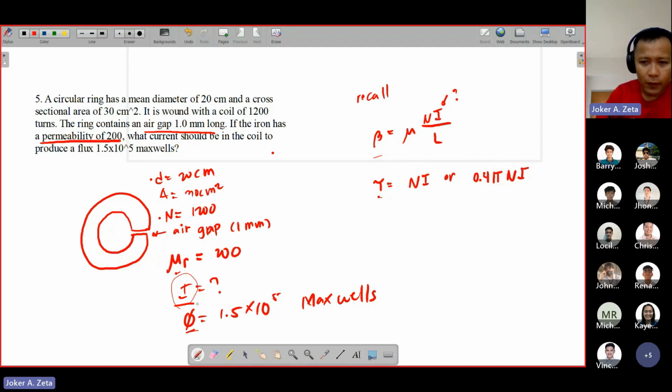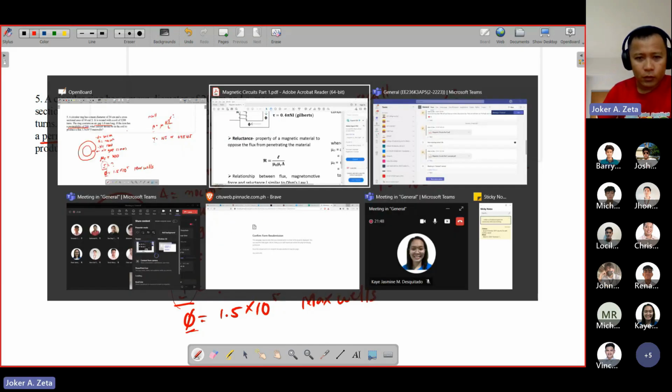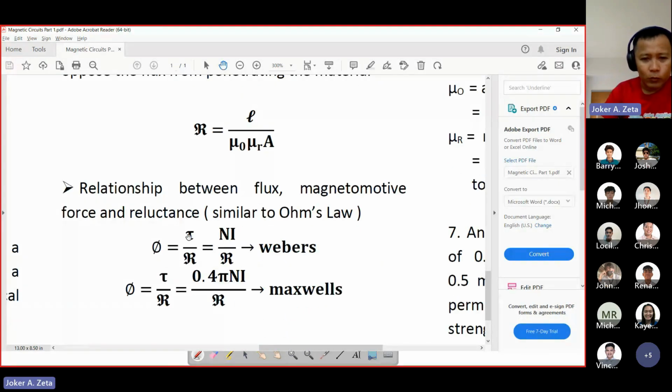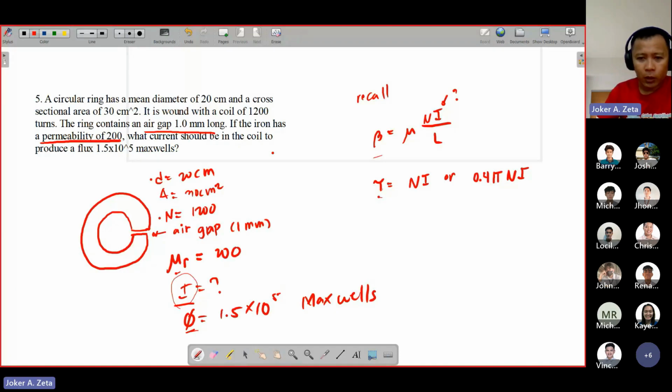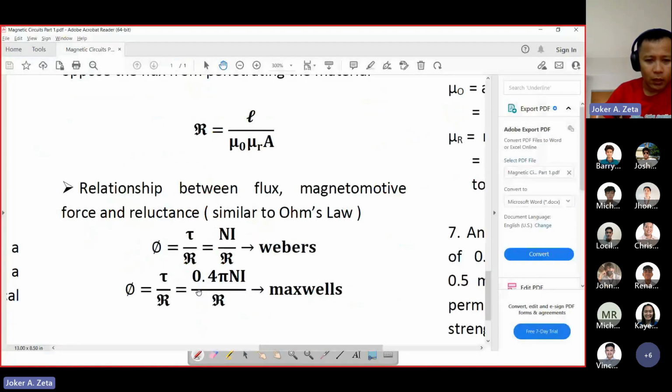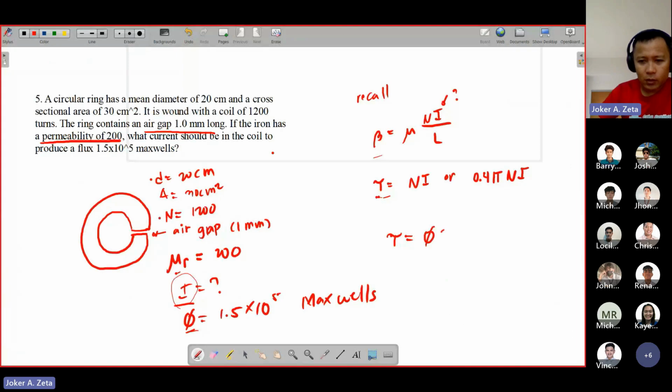Now, recall, going back to the notes, you can use Ohm's law here. Flux is equal to tau over the reluctance. We can just solve for tau using the formula from Ohm's law: tau should be flux times reluctance. If we can solve for tau, we can solve for I directly, in CGS units. Compared to earlier, where we still had to solve for magnetic field density, here we have the flux already, so we only need to solve for the reluctance.